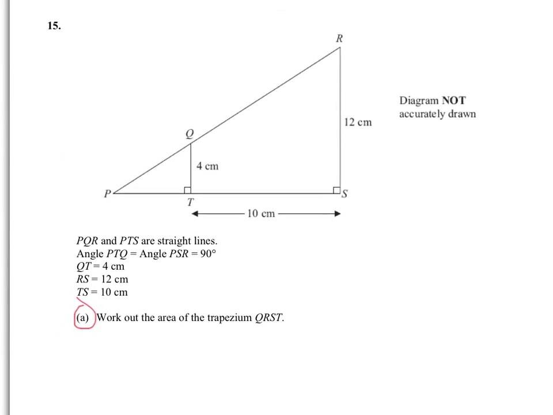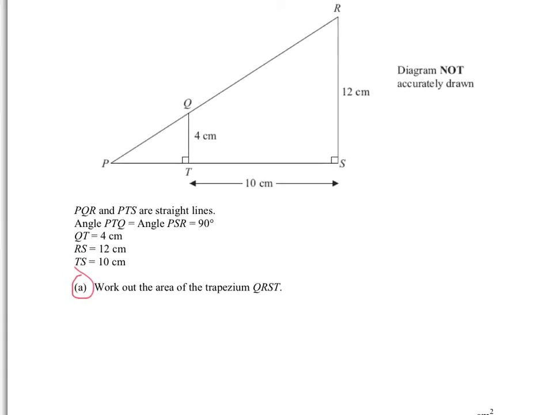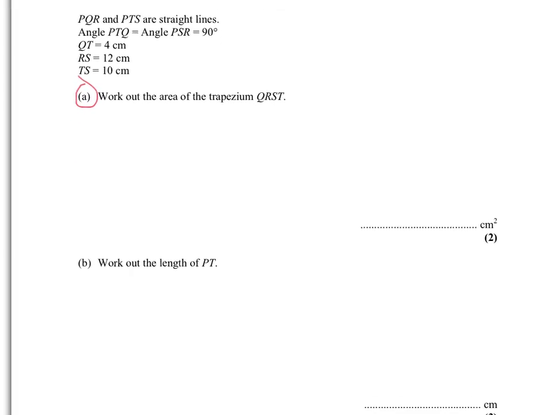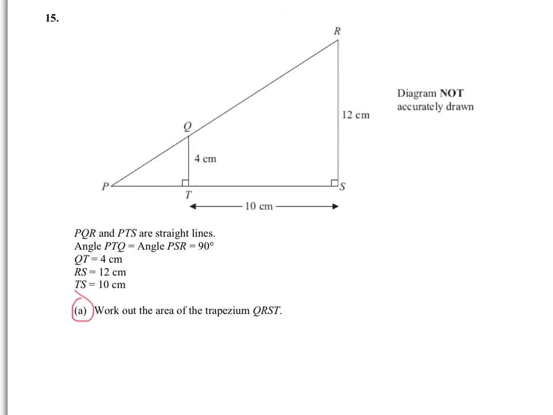Now, this question is an interesting one. It comes quite a long way through the paper. By this point, we're usually running out of things that we can actually do, and we certainly can't do part B of this question. That requires some grade A material that we've not covered, but part A, we can do. It just says find the area of the trapezium QRST. So Q to R to S to T. So this trapezium here that I've just sort of scribbled on in red.